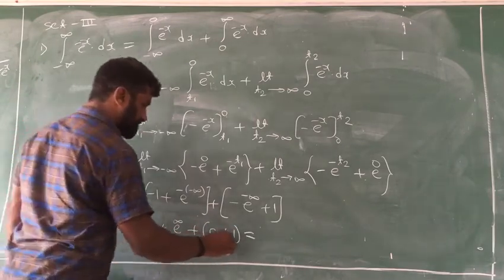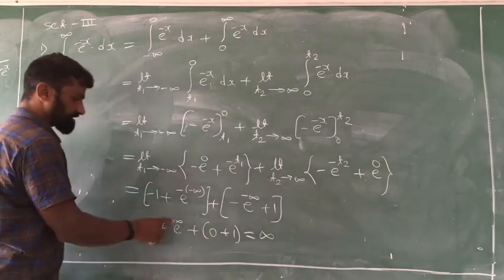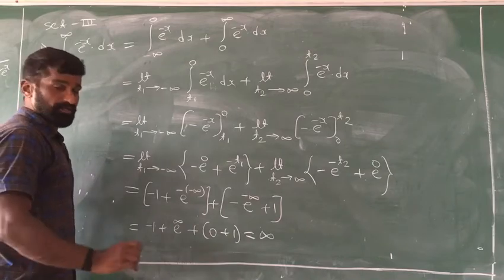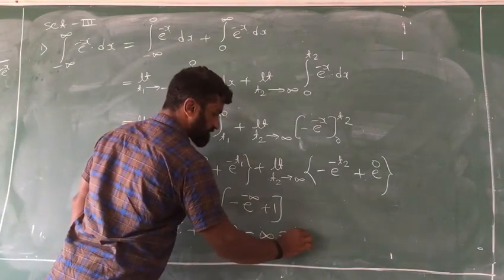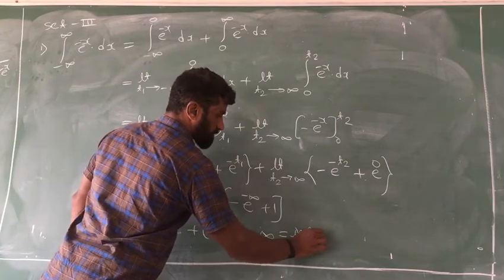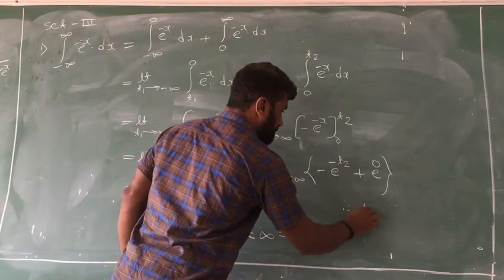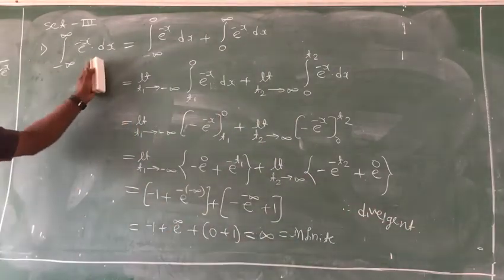So e raised to plus infinity, plus 1 minus 1 get cancelled. So it is infinity. E raised to infinity is infinity, and minus 1 plus 1 get cancelled. So infinity plus 0 is again infinity. So it is infinite. If it is infinite, therefore it is divergent. So this integral is divergent.